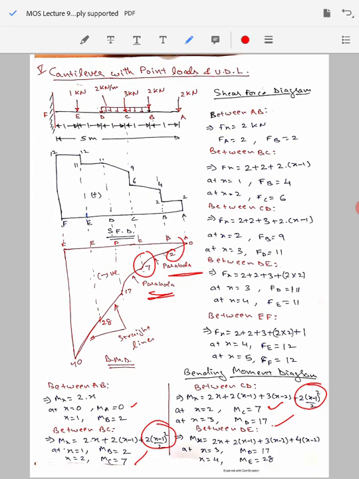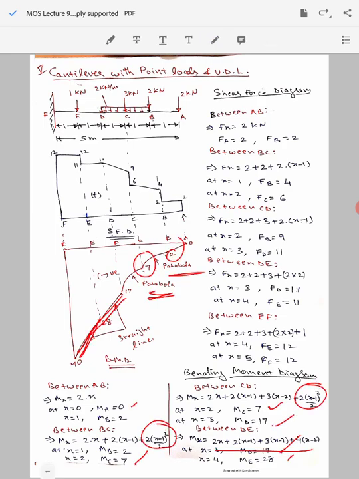Then from point D to point E, the values are changing from 17 to 28. Here the equation is linear in x, so you will get a straight line. This portion between 17 and 28 is a straight line, and if you calculate the equation for the last span, that is the span EF, you will find that MF, the value of bending moment at F, is turning out to be 40. Again there will be a linear relationship, so there is a straight line with a different slope appearing here.